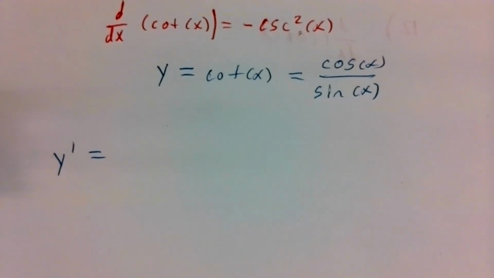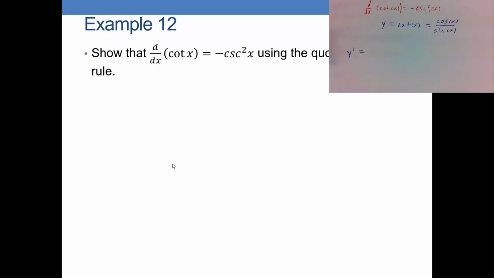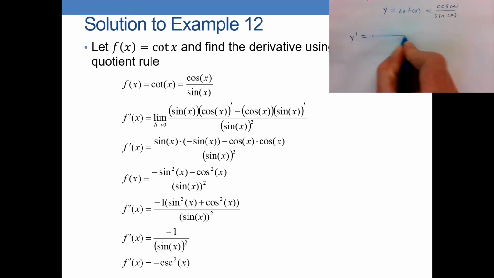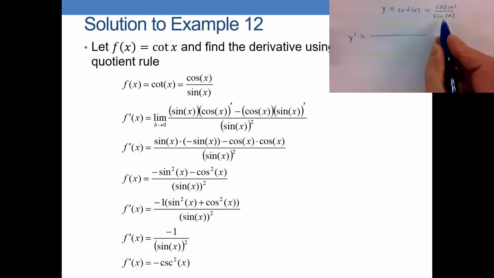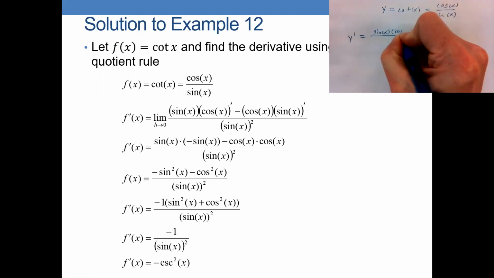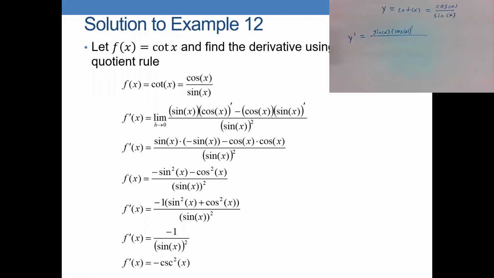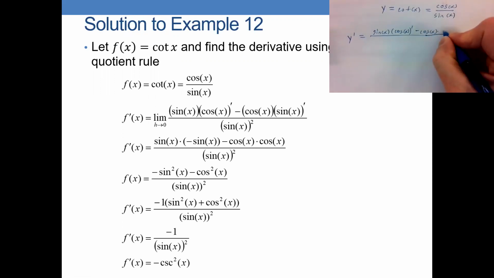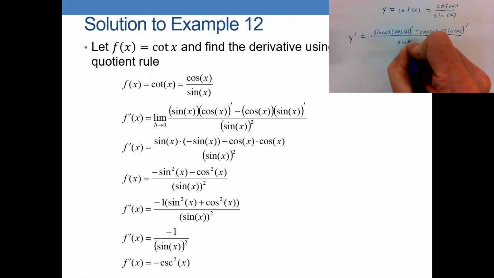I'm going to go ahead. In case it's easier to read the PowerPoint, I'll have both of them up. So we'll go low, which is sine x, times derivative of high, which is derivative of cosine, minus high, which is cosine, times derivative of low, which is derivative of sine x, over sine, and I'm just going to go ahead and square it that way.